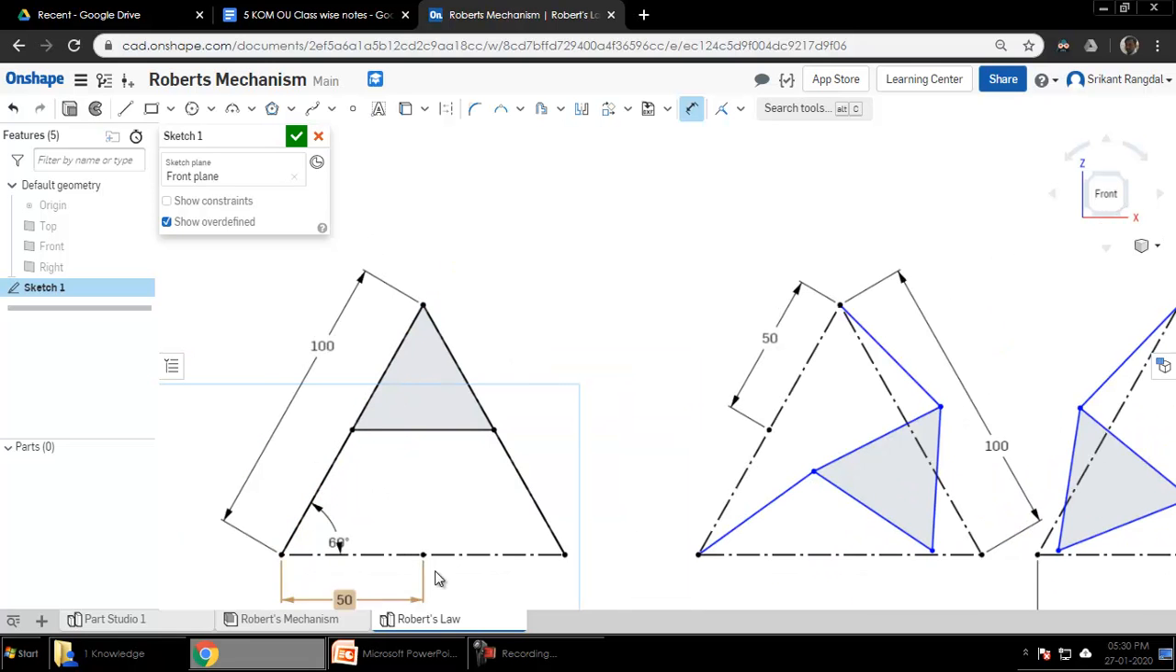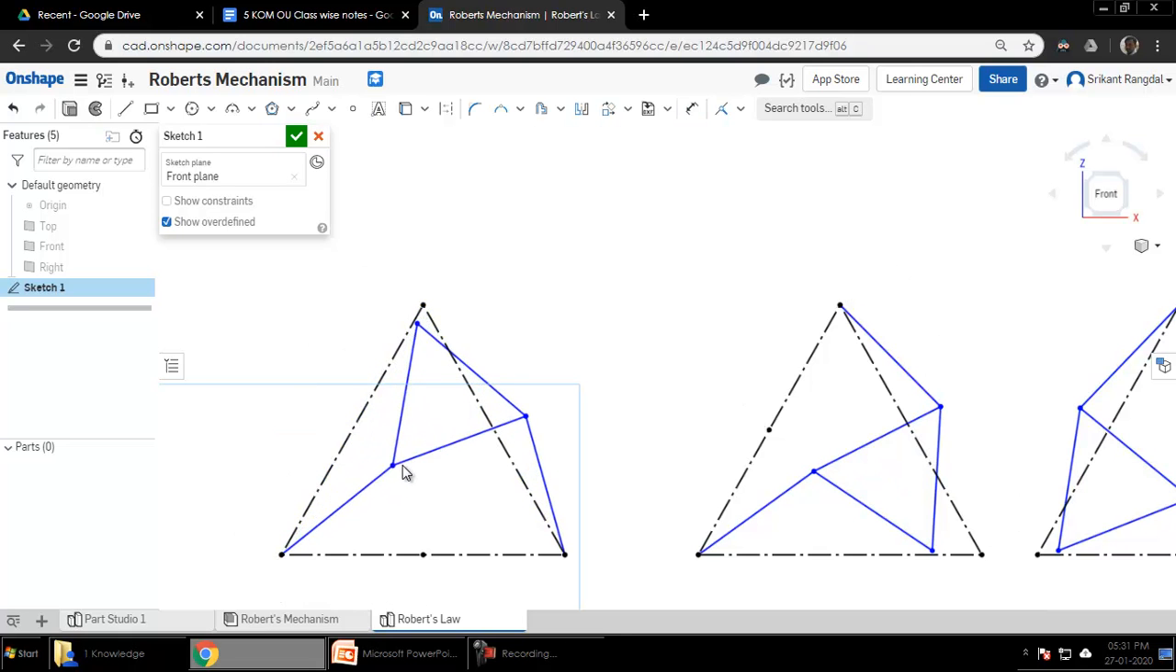All the sides of this triangle are 100 mm. You can see this is 50, and this particular point is the midpoint of this line, and hence we are getting an equilateral triangle. We have taken the midpoints of these two, and formed the upper triangle, which has become the coupler, and these two links are the other two links of the four-bar mechanism. I'll just delete this dimension so that we can start moving it, and when we move it, this is where something unique starts happening.